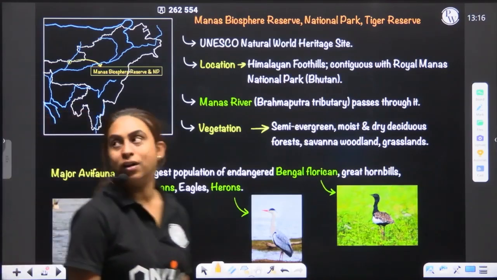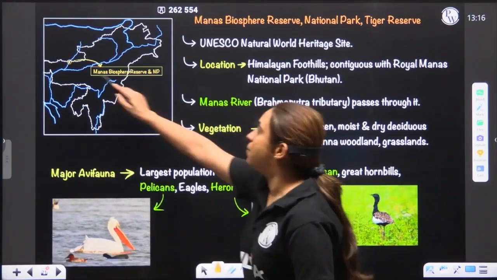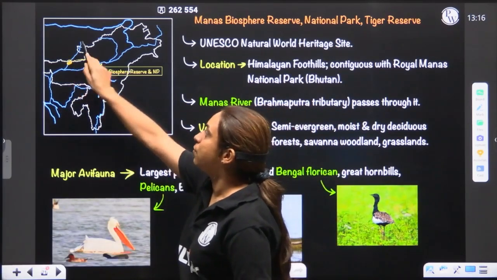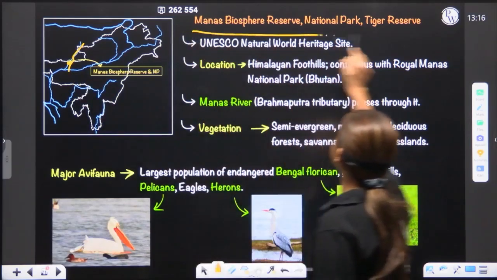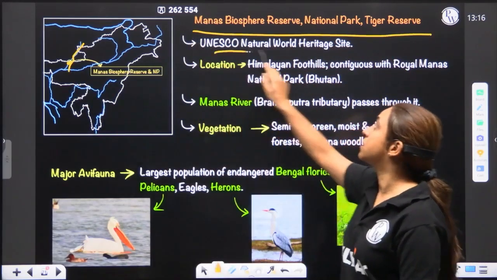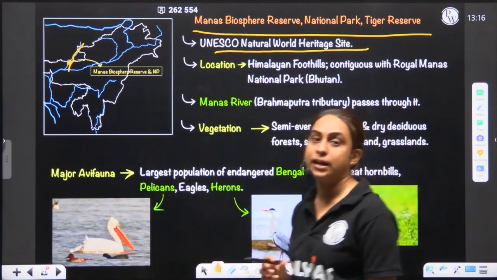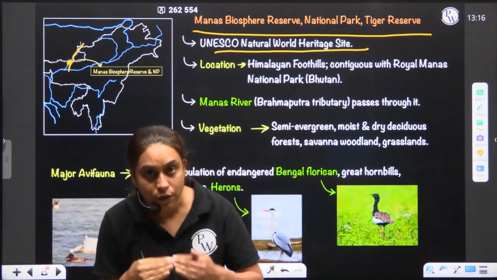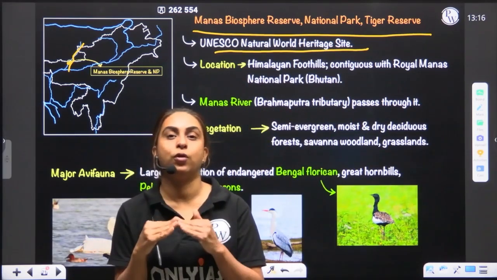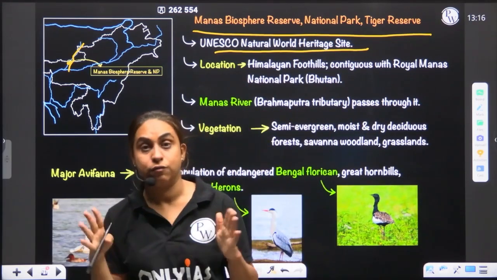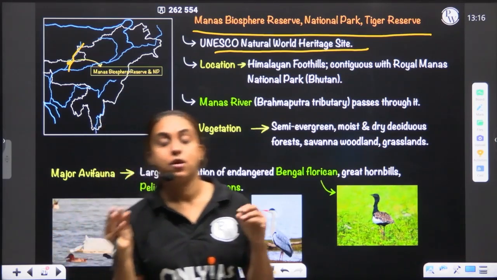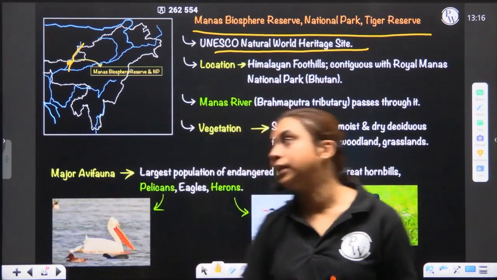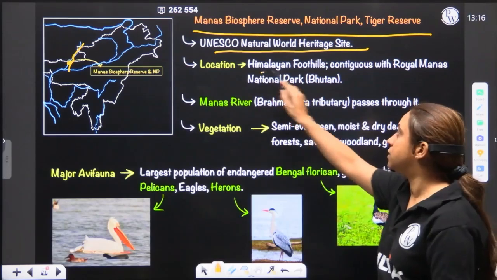Then you have a very famous biosphere reserve, Manas Biosphere Reserve, that you can see river Manas is flowing through it. So Manas Biosphere Reserve, this is UNESCO's Natural World Heritage Site. So at the foothills of Himalayas, where river Manas is flowing, you will have Manas Biosphere Reserve. This is a very famous biosphere reserve, World Heritage Site. Okay? UNESCO's, this is at the Himalayan foothills.